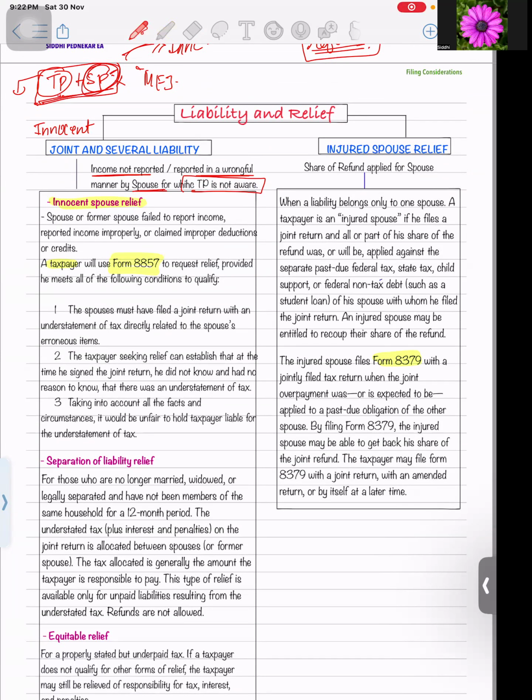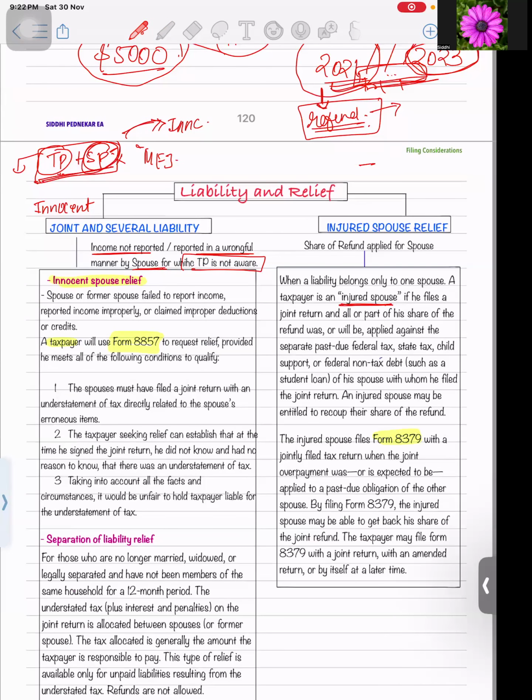Injured spouse, just remember that when a liability belongs to one spouse, then the taxpayer will be an injured spouse. Means what? Taxpayer plus spouse is not earning anything. She is just a homemaker. Okay, homemaker. So she still has some investment. She has some shares and securities. She's not actively earning that, right? It's passive income. She earns interest, she earns dividend. She also has some capital loss, or she has some business loss. Let's say she's not earning any wages, but she has some business loss.